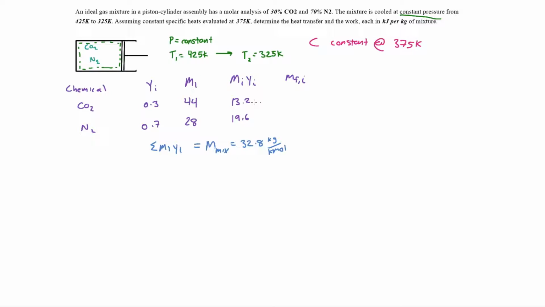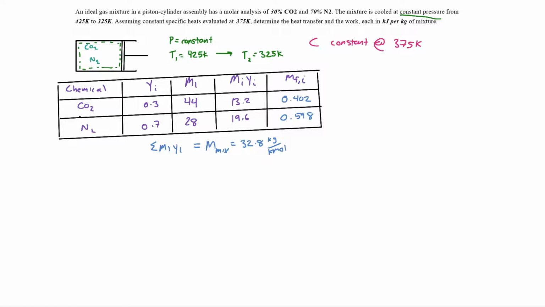Now to find the mass fraction of each component, we take this value and divide by the entire molecular weight of the mixture, and we repeat the process for each component. What we get is 0.402, and this is going to be 0.598. Okay, that should be simple enough. That's usually the first step to these problems, because we want to find the mass fraction just in case we need to switch from mass to molar analysis. So we'll keep that as it is for now.